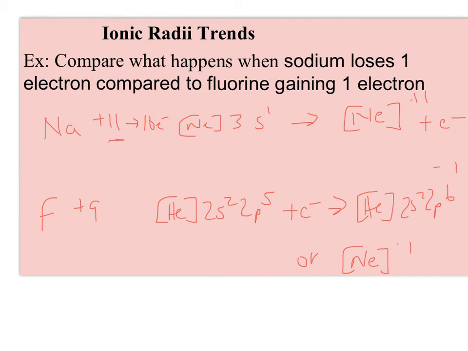So now I've got fluorine with a +9 charge and 10 electrons, and I've got sodium with a +11 charge and 10 electrons. So sodium is going to be smaller because it's got the stronger nucleus pulling on 10 electrons, and fluorine is going to be much bigger because it only has a +9 charge pulling on those 10 electrons. So even though both of them are mimicking neon's noble gas configuration, we are going to see a much bigger ion with fluorine than we do with sodium.